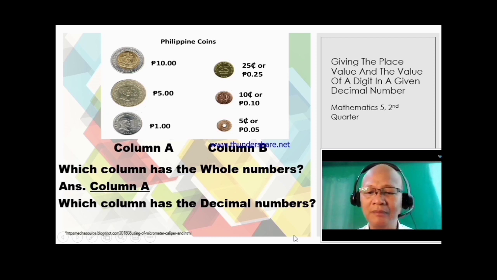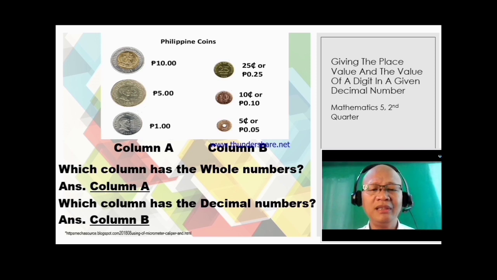Next question. Which column has the decimal numbers? Yes, correct, because we already have column A as the answer to the first question. Then, no other than column B has the decimal numbers, which is the group of 25 centavos, 10 centavos, and 5 centavos. Column B is the correct answer.